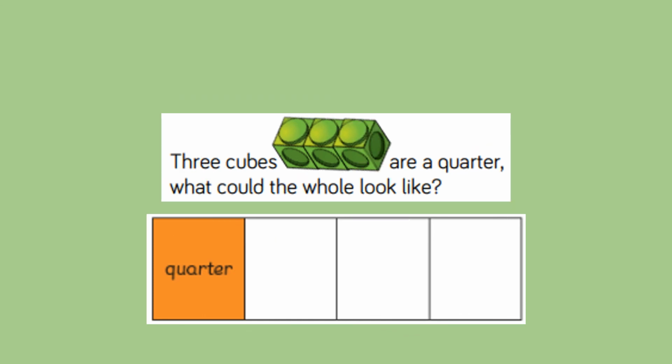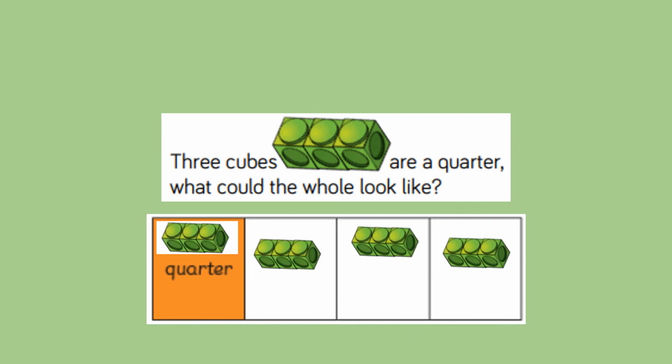To finish off with, what about if 3 cubes are a quarter? What could the whole look like then? If 3 cubes were 1 quarter, then the whole number would be, let's count in threes, 3, 6, 9, 12. So the whole would be 12.